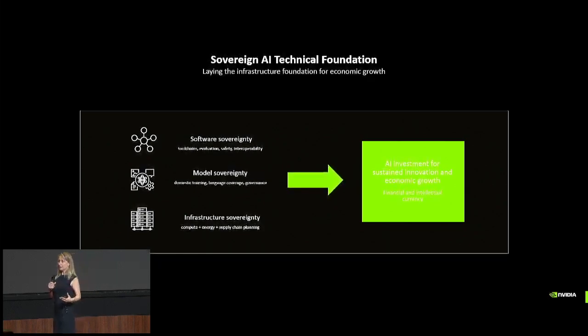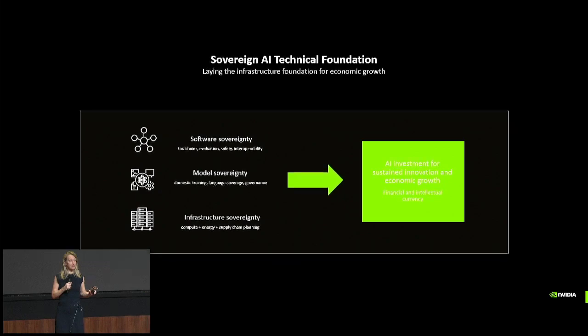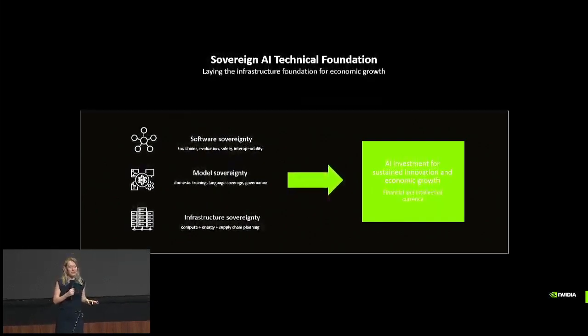Chain and other elements, right? And you also look at this from the model angle, and we looked at frontier models, open models, and then how you fine-tune those. And then you look at that from the software and the tooling angles. And through all of these sovereign models, I want us to keep one very important thing in mind.